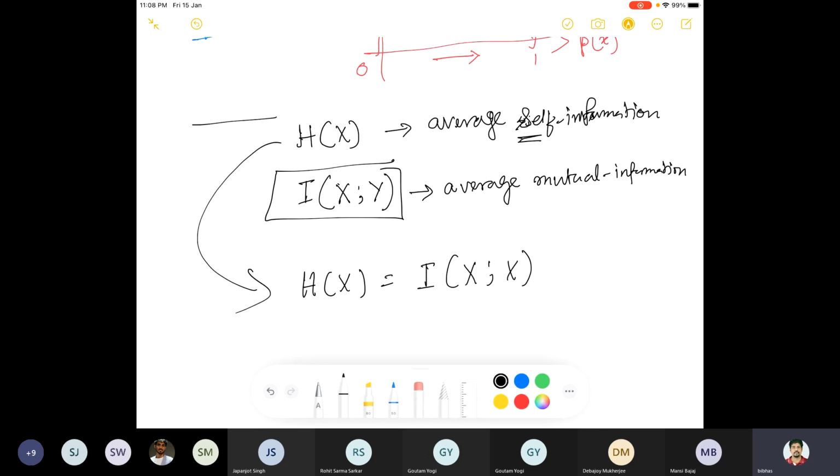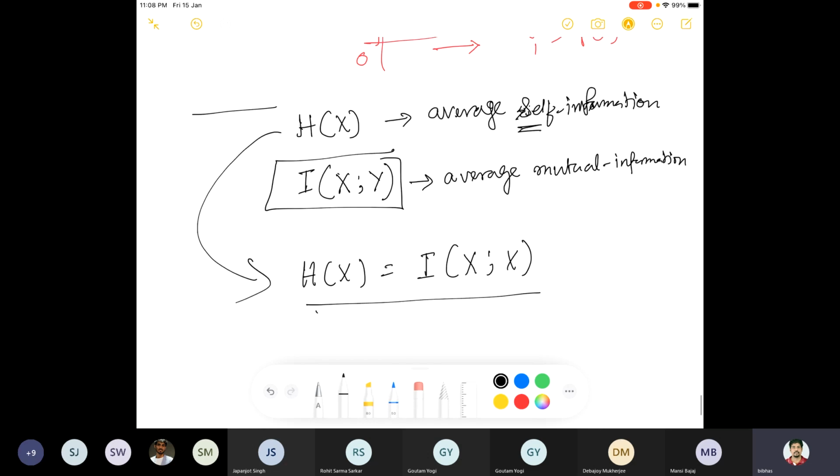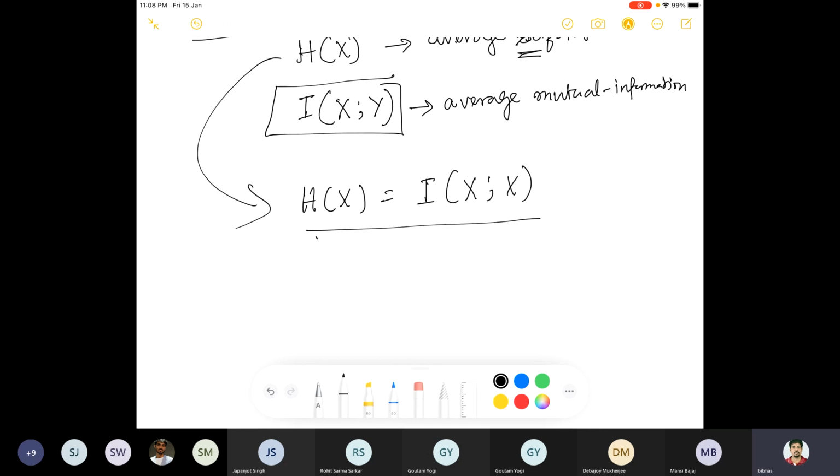So see, it has now another meaning. Whatever I was talking about, that average self information, now it is like how X contains information about X itself. So that means it is the self information. So this is the average self information. This is what I was talking about. So this is another way of thinking about the same thing. Now we proved that H(X) is always greater than or equal to 0.